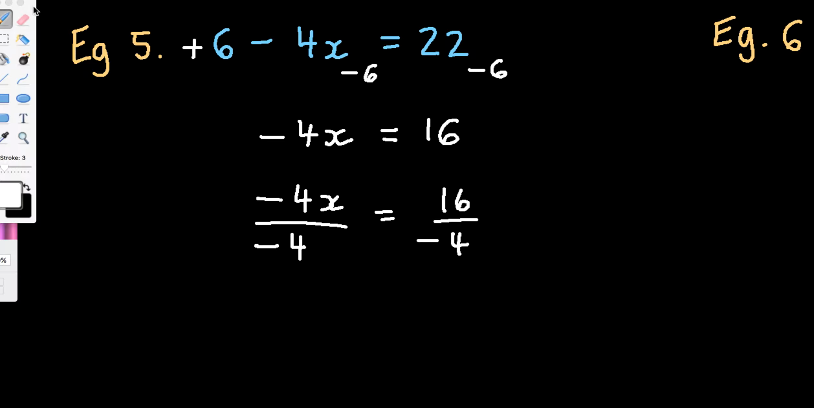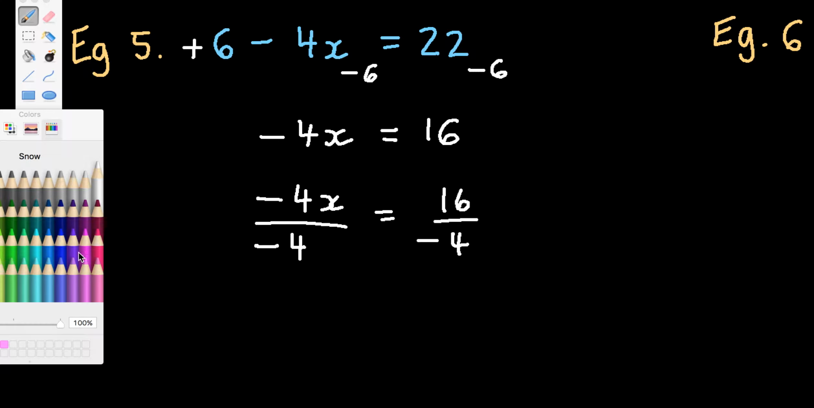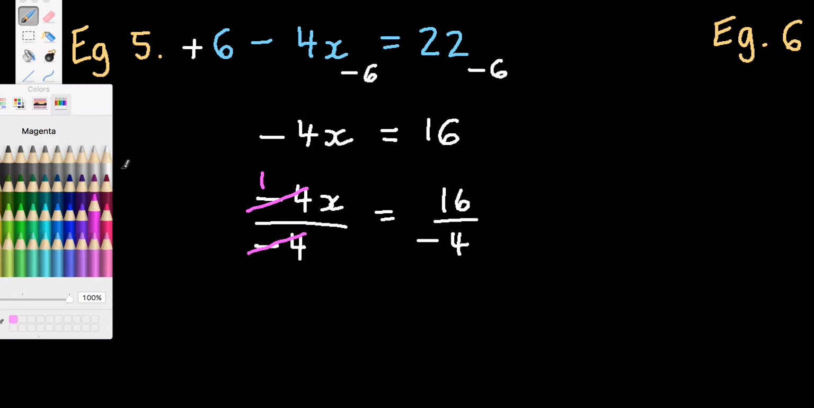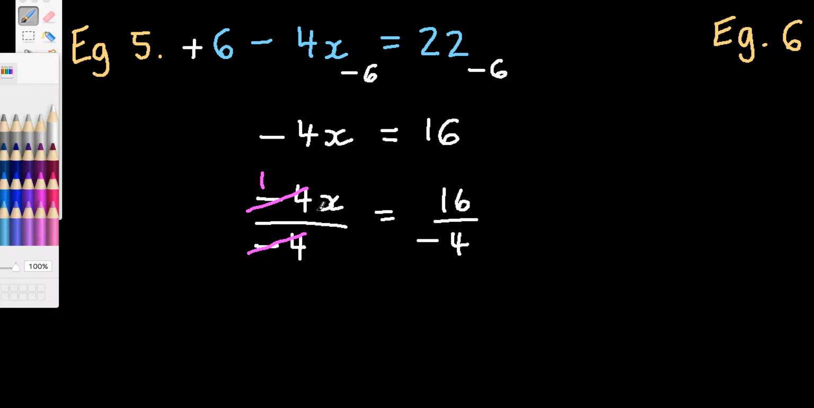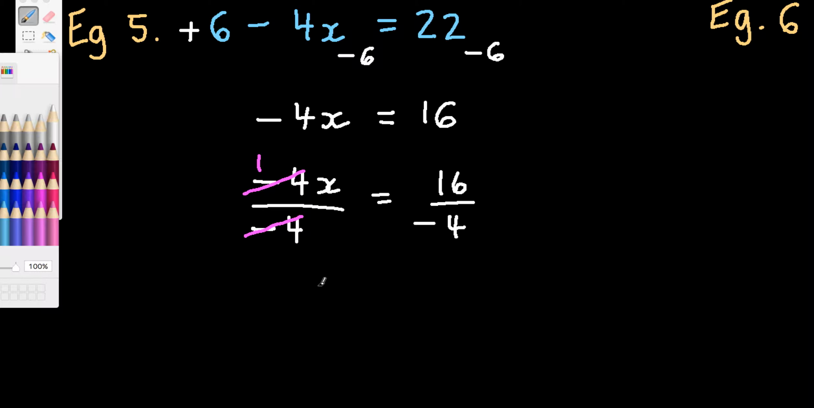Just like before, if I've got a common factor on the top and bottom, so a common factor of negative 4, like so, that will simplify to positive 1, because a negative divided by a negative is a positive. And so you'll see that's why dividing by the negative 4 was essential. It left me with x on the left. Now all I have to do is 16 divided by negative 4. So 16 divided by 4 is 4, and this is a positive 16 divided by a negative number. So I have negative 4 as my answer.